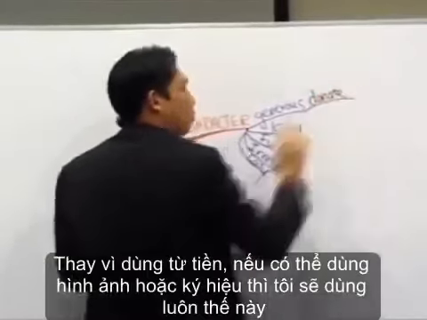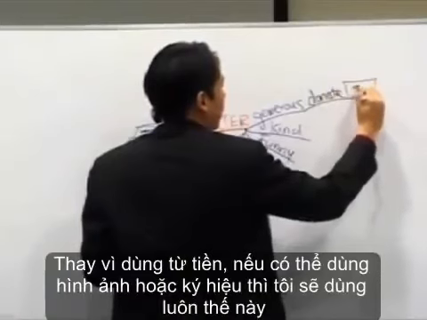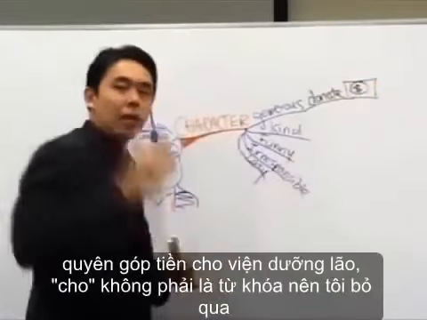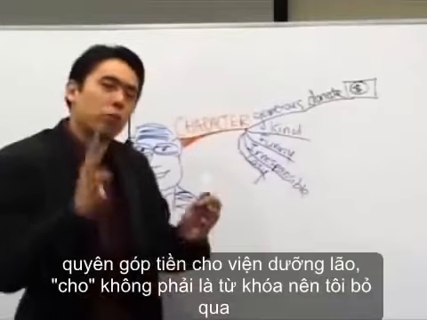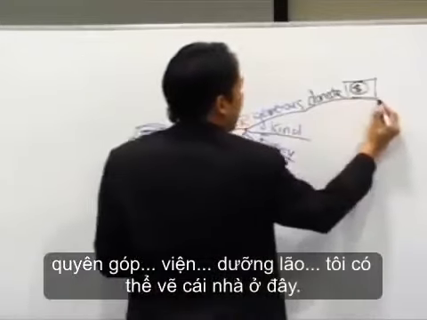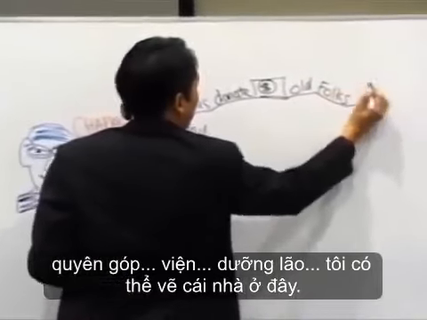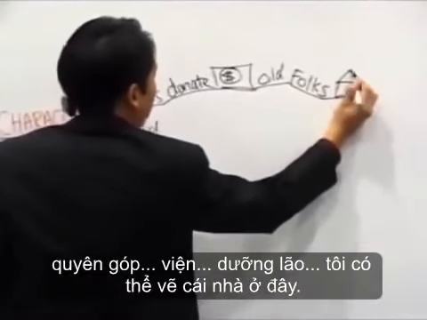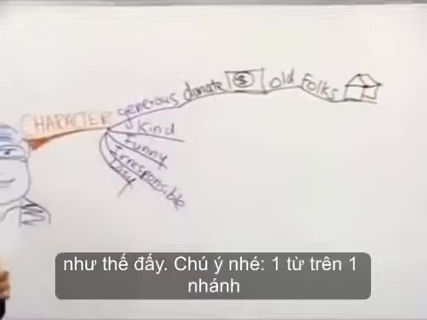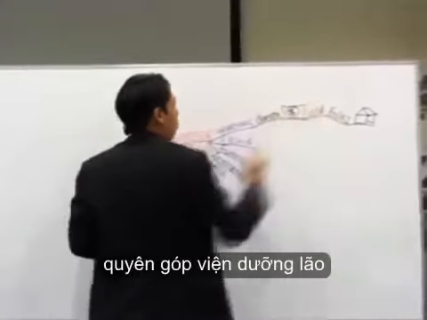Now again, instead of using the word money, whenever you can use a symbol or picture, do so. So instead of writing the word money, I'll put down this. Donate money to the old folks' home. Again, must we write down "to the"? No, it's a non-keyword, so just write down old folks' home. So donate money, old folks, and home. Can draw a little house to represent it. You see that? So once again, one word, one line. Donate money, old folks' home.